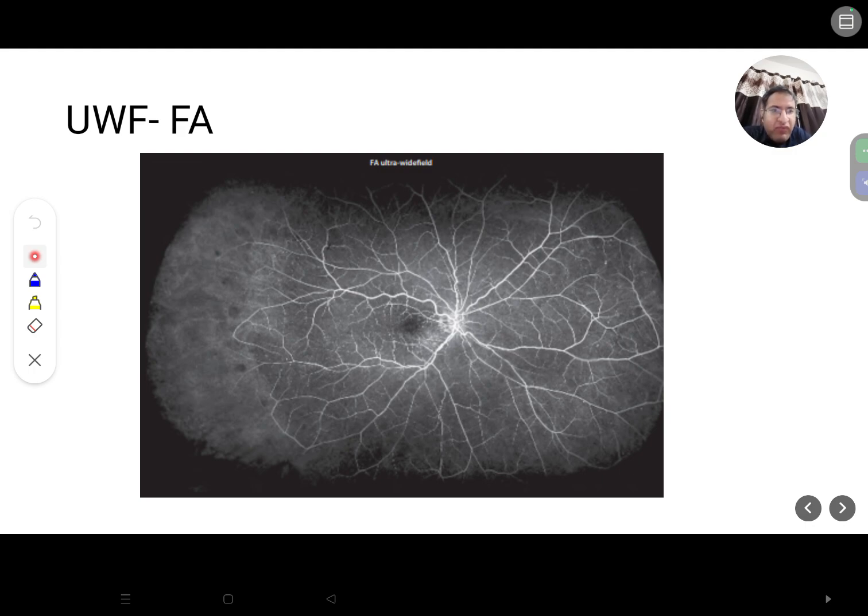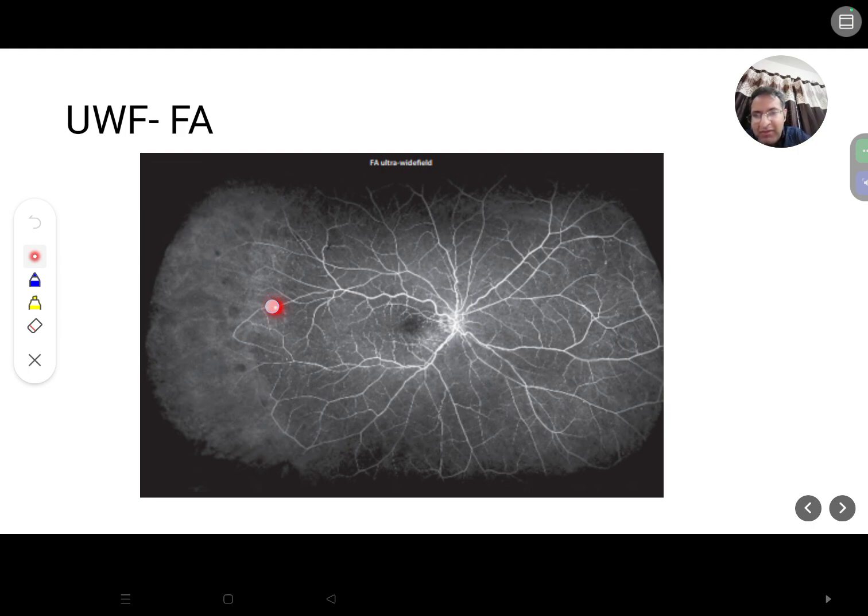Second thing is the whole photograph, the whole fluorescein angiography of the whole fundus is visible at the same time, and we can see the periphery of the retina also clearly using this ultra wide field fluorescein angiography.